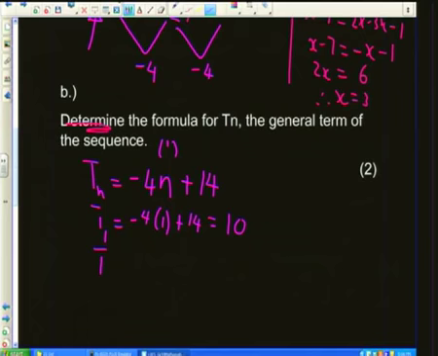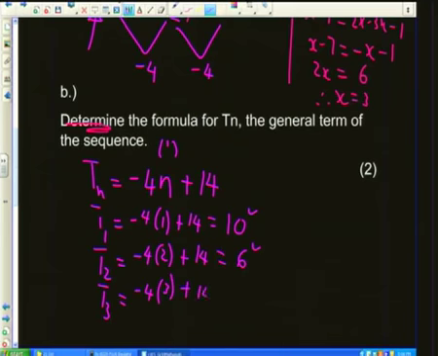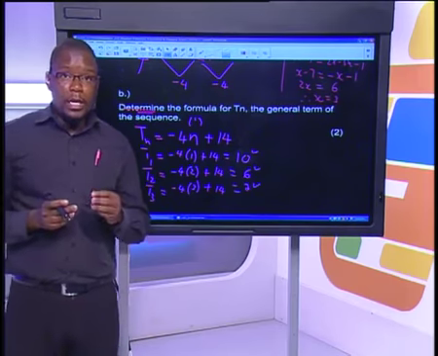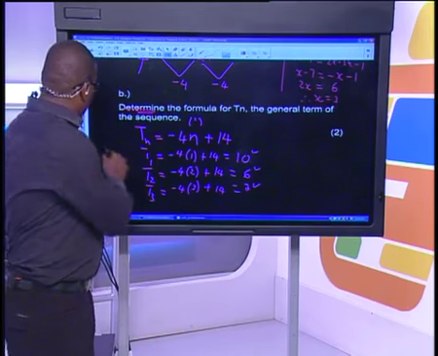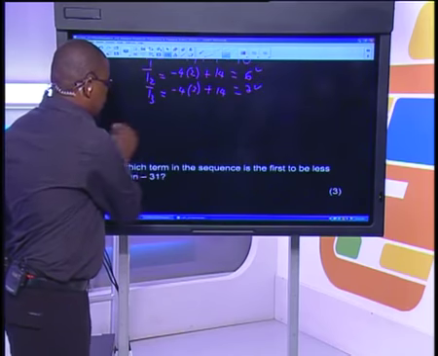Now the next term, term number 2, is minus 4 bracket 2 plus 14, and 14 minus 8 is 6. So it works for the first two. Now let's just check the last one. So term number 3 will be minus 4 bracket 3 plus 14, and 14 minus 12 is 2. So it does work.